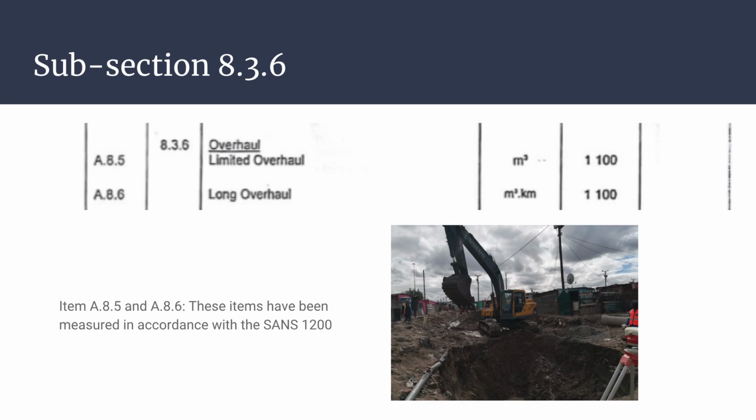Both items A 8.5 and A 8.6 were measured as stipulated in subsection 8.3.6 of SANS 1200D. Limited overhaul was measured in volume and has been separated from long overhaul, which was measured in volume per kilometer. No allowance has been made for bulking.